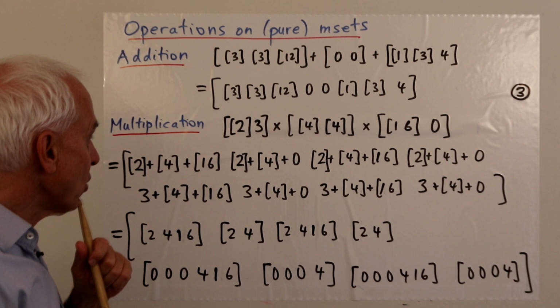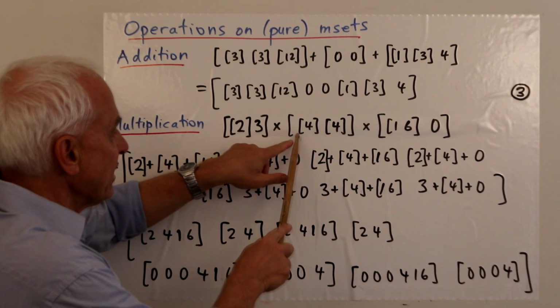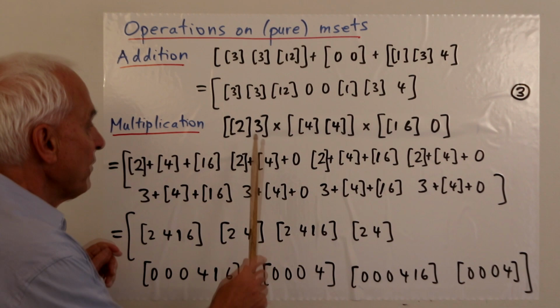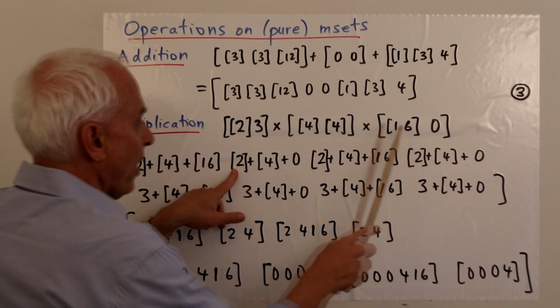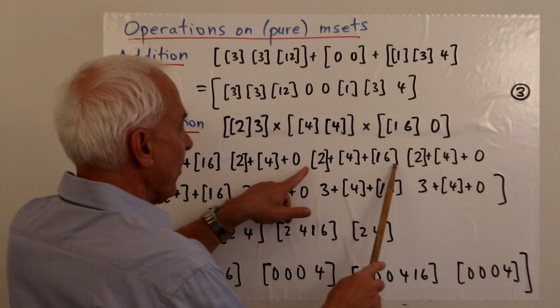Okay, so what do we actually get here? So we've got this mset has mset 2 and 3. It has mset 4 in it. This one has mset 1, 6, and a 0. So we're multiplying them. So we have to take elements from each one. So let's take this mset 2, this mset 4, this mset 1, 6, and we're going to add them. This one, mset 2, mset 4, and the 0, and we'll add them. This mset 2, and then this mset 4, and this mset 1, 6, add them. This 2, this 4, and this 0, and add them.